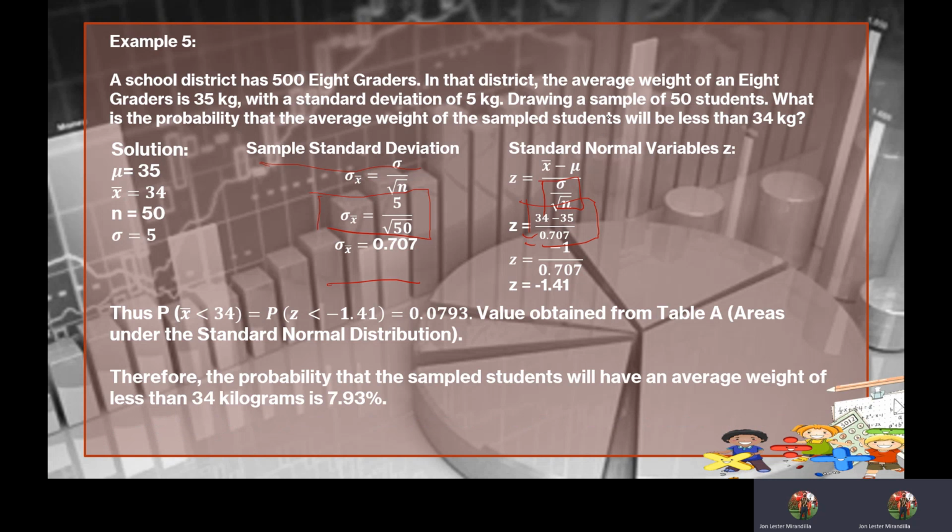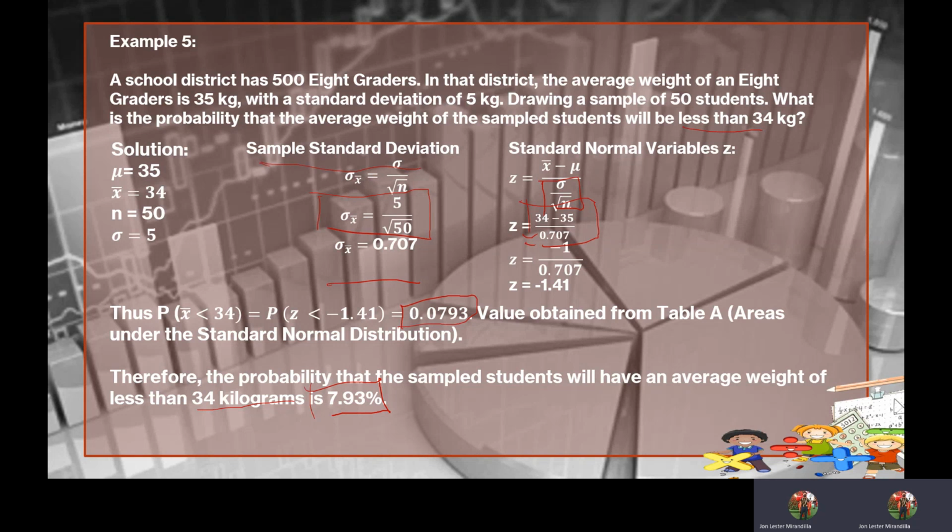Therefore, since less than ang ginamit, kapag less than, di ba, i-obtain lang natin yung nakuha nating values dun sa ating z table. Therefore, the probability that the sampled student will have an average weight of less than 34 kilograms is 7.93%. So, yun yung aming example number 5, kung saan kailangan natin i-compute ang sample standard deviation.